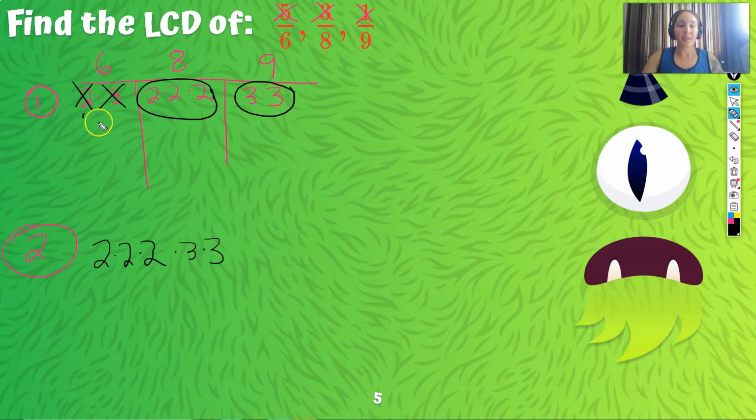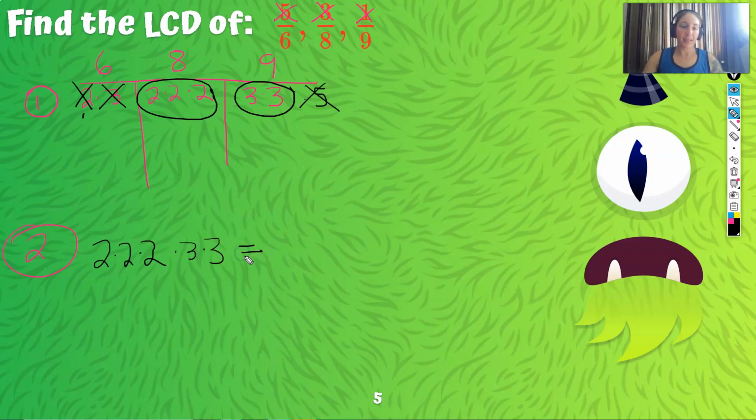And now I'm done because I've gone through all the 2's and all the 3's and there's no other factors. Okay? Every single factor must be represented in your LCD. So even if there was something out here like a 5, I would have to put the 5 in. Every factor must be represented. It just has to be represented the most amount of times you see it in any of the lists.